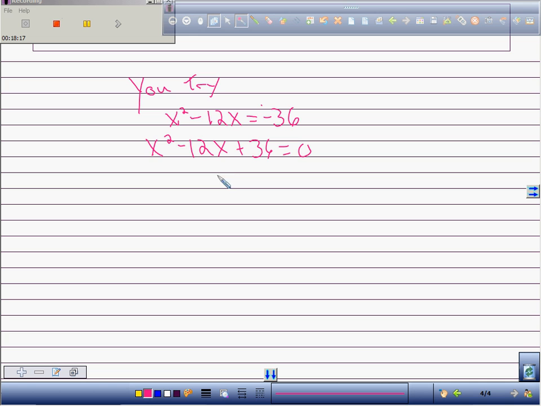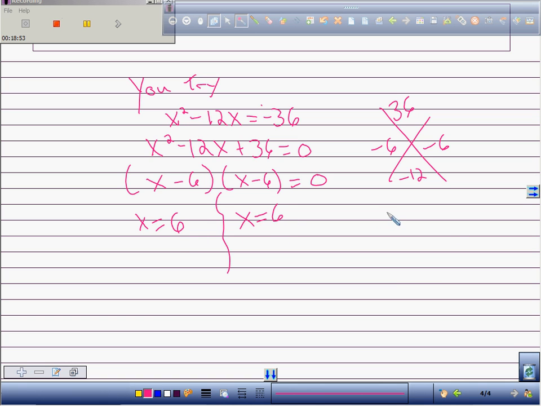When I factor this, you might have noticed this is a perfect square trinomial, because the square root of this times this is equal to this, but you don't have to do that. You have to think of two numbers that multiply to 36 and add to negative 12, and those are negative 6 and negative 6. So you get x minus 6 times x minus 6 equals 0. So either x equals 6 or x equals 6. So that's what that one looks like.